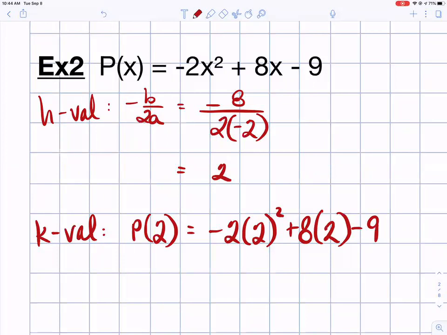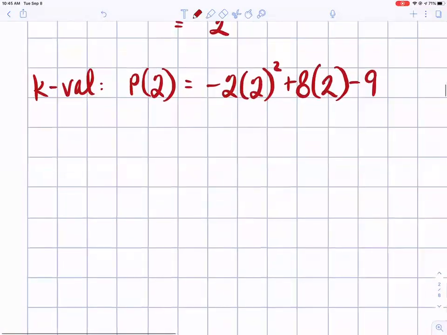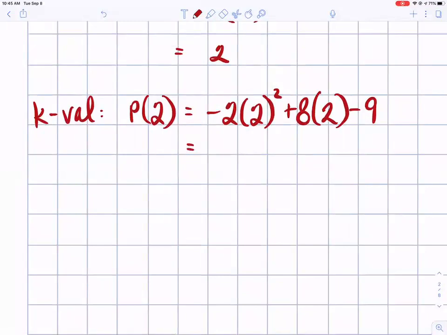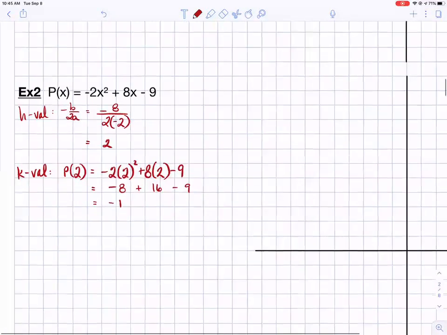Yeah. Okay. All right, so we're finding our K value. What's my first term going to become? Negative 8. Second term, somebody else? And then minus 9, I'll do that one. And so what is this, 16 minus 17? So negative 1? What's that? Very good. My vertex is going to be 2, negative 1.